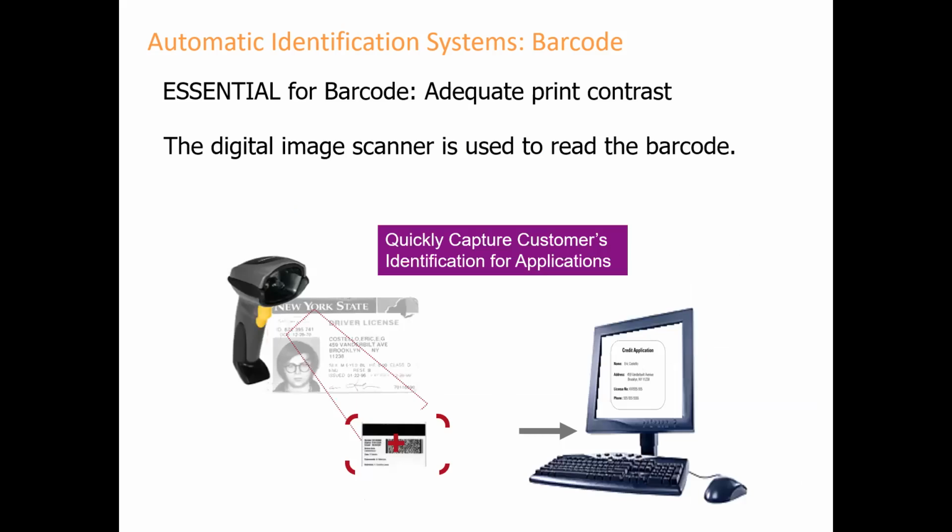Okay, so the essential thing for a barcode is sufficient, clear contrast, right? Because if it's not clear, if it's faded or blurred, we cannot detect it, or cannot detect it correctly. Okay, so adequate print contrast is essential for a barcode. And then a digital image scanner is used to read the barcode.